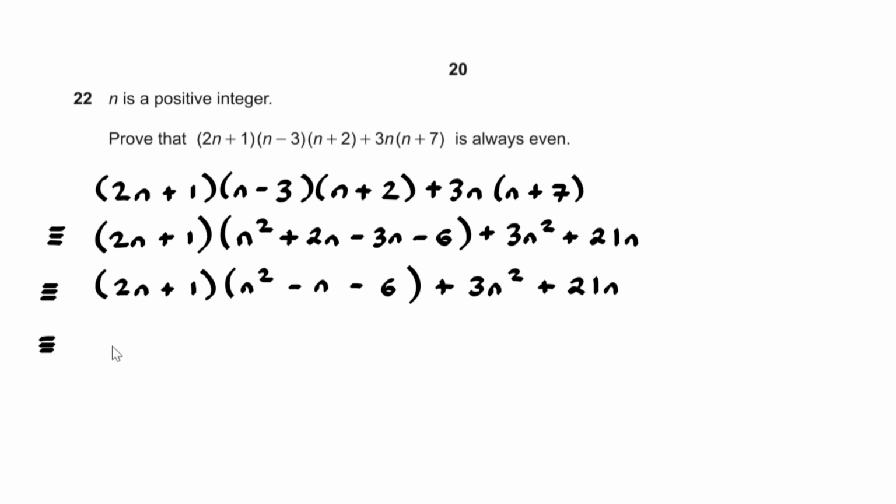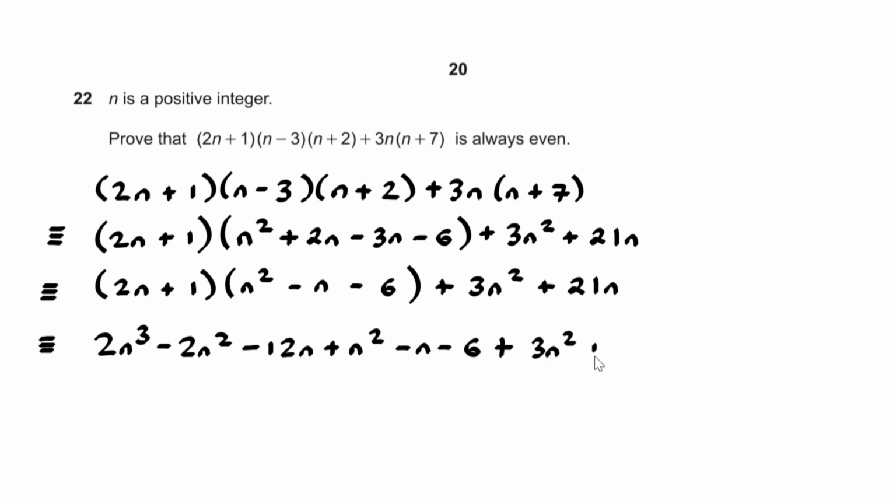2n times by n squared is 2n cubed. 2n times by minus n is minus 2n squared. 2n times minus 6 is minus 12n. 1 times n squared is n squared. 1 times by minus n is minus n. 1 times minus 6 is minus 6. Then I add on to this 3n squared plus 21n.